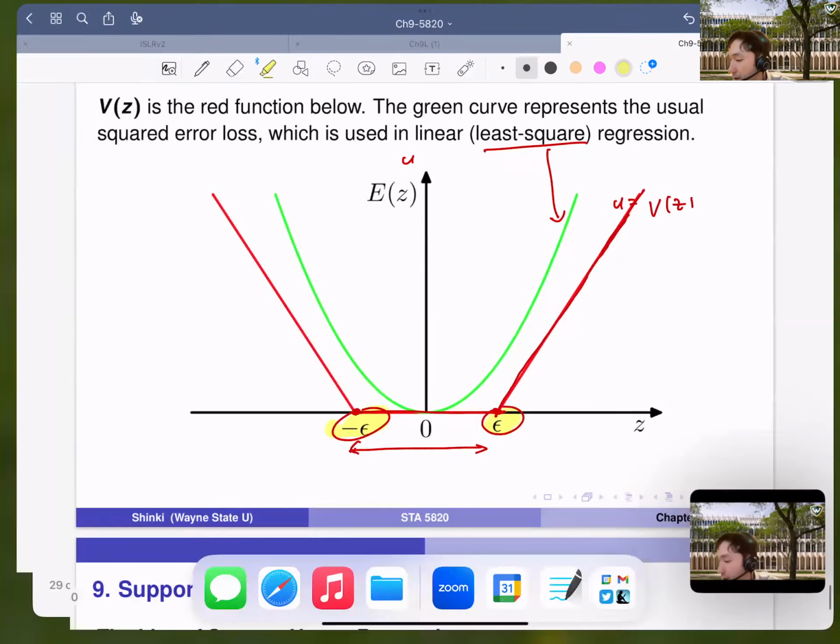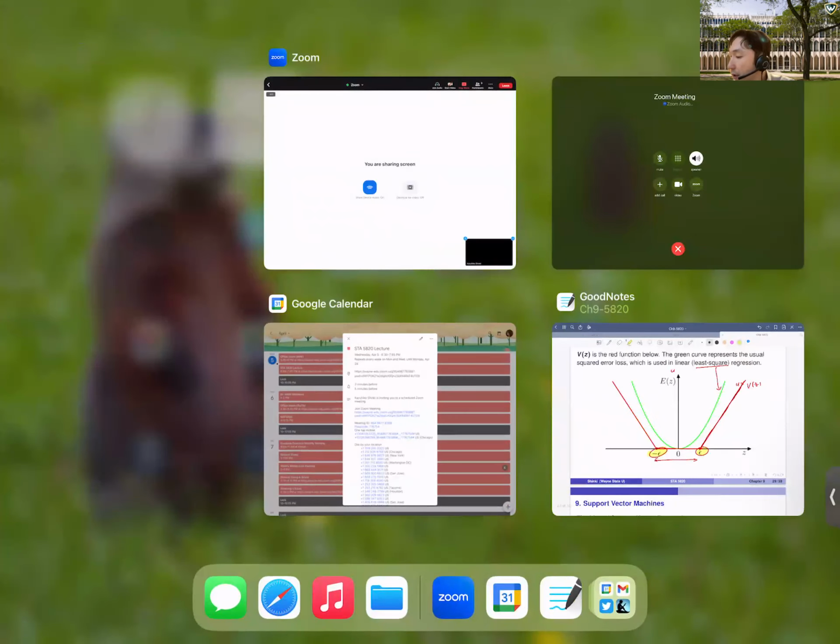For epsilon, the default value is 0.1. So if you don't specify epsilon, the SVM function still runs support vector regression with epsilon equal to 0.1. Okay, so then we continue the previous exercise on support vector machine.